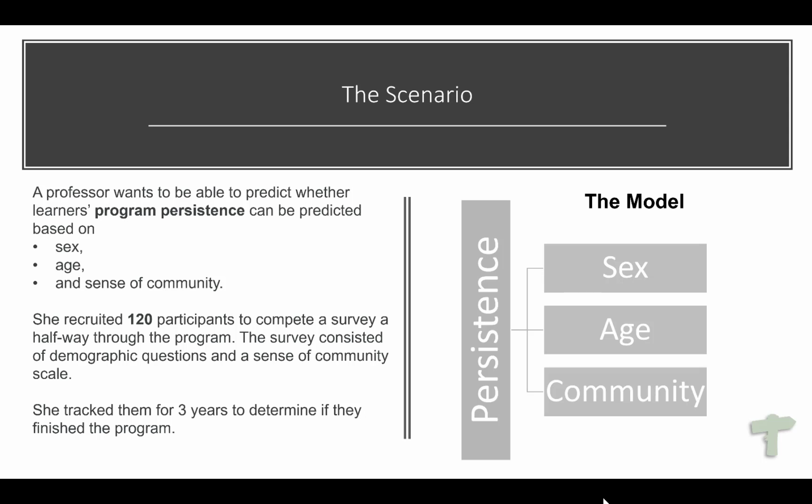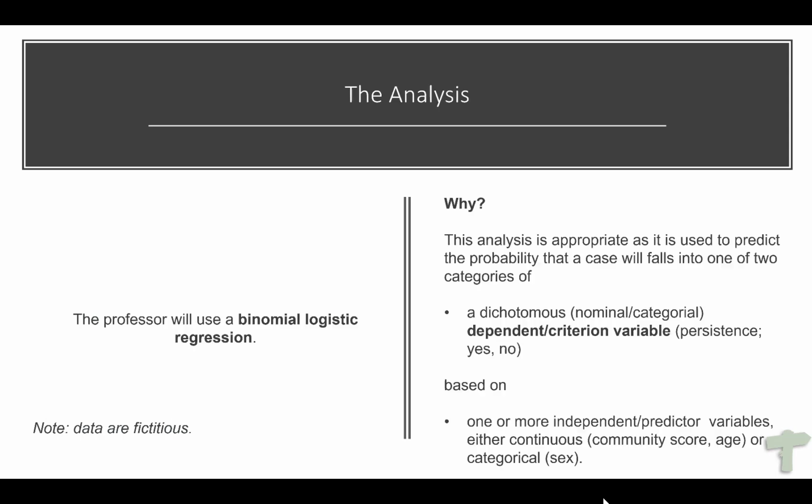She collects data on a sense of community using a validated scale. And she also asks students to answer some demographic questions. And this includes their sex and their age. She then tracks them 3 years because the program is 2 years long. So she figures by the end of 3 years, they have either graduated or persisted in the program or they haven't. And so now she's ready to analyze the data.